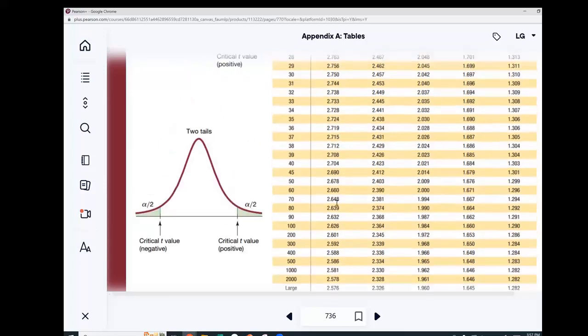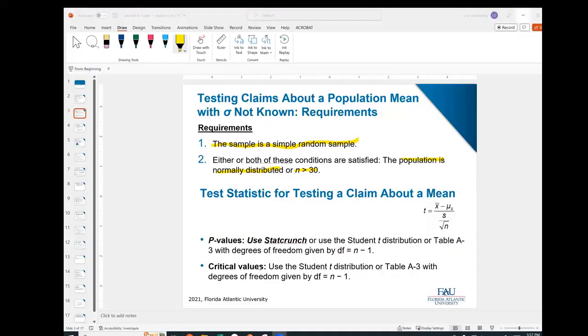So you can see from this table that if I had a sample of 50, my degrees of freedom would be 49, I don't actually have that value here. So it's not really the best. Since we have StatCrunch, I think it's better just to use StatCrunch, but I did want to show you. Okay, so we can find our p-values and our critical values using our StatCrunch, okay, basically.